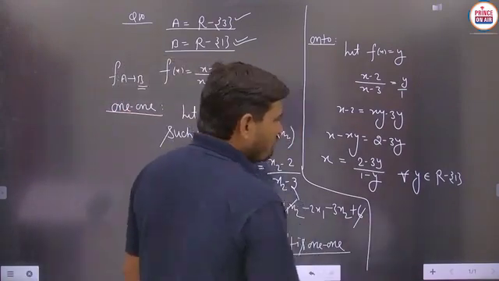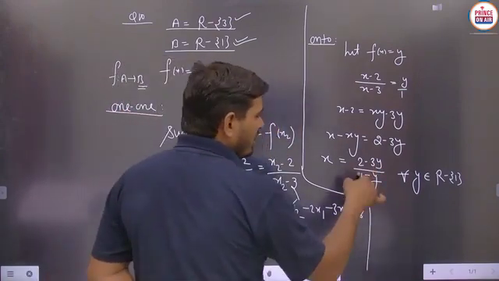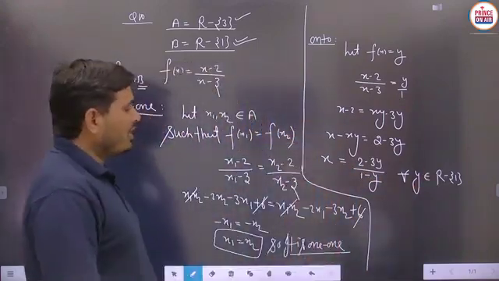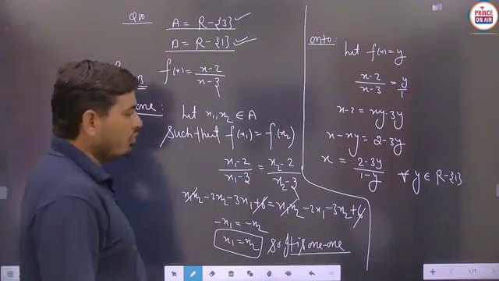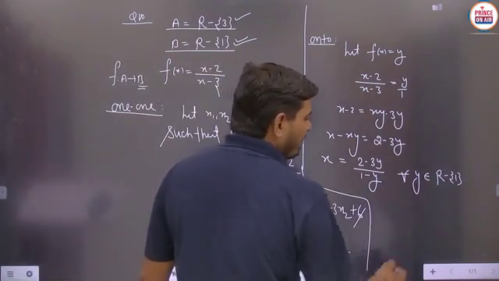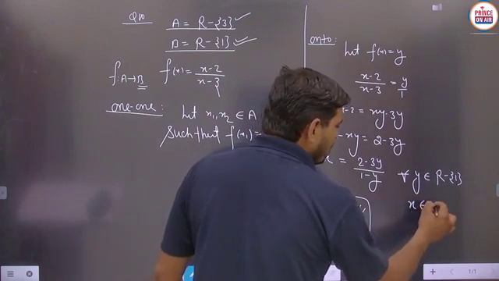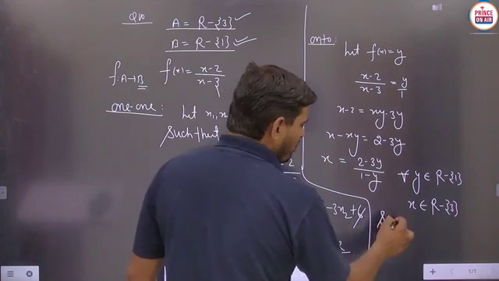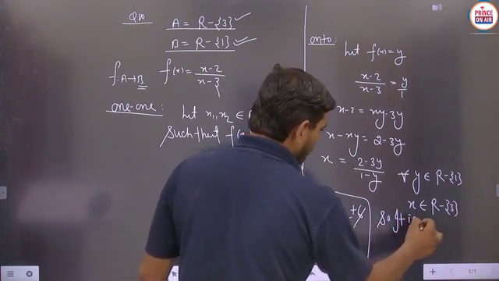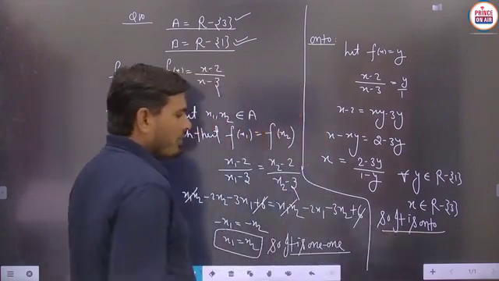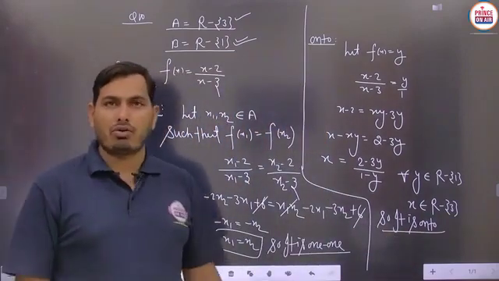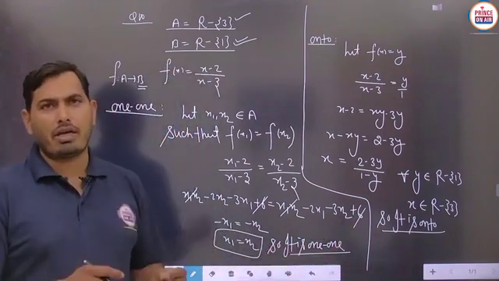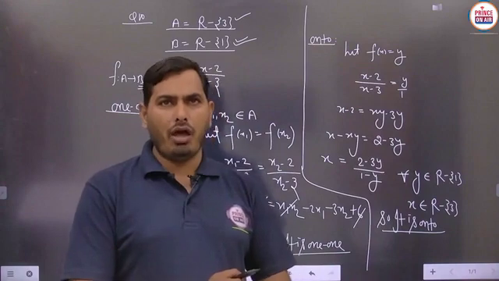So you can take any real number except 1, and then definitely x will be a real number. So for all y belongs to R minus {1}, x belongs to R minus {3}. Is it clear? So it is onto. Definitely, the given function is found to be one-one as well as onto, and if a function is found to be one-one and onto both, then it is said to be a bijective function.